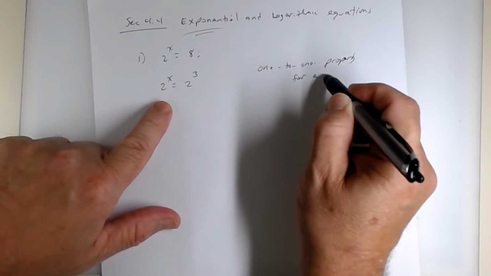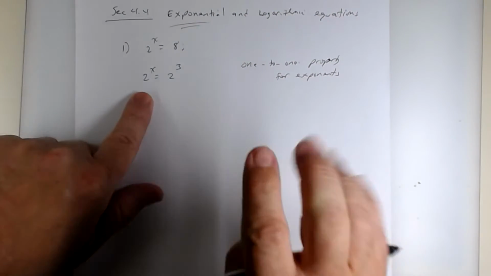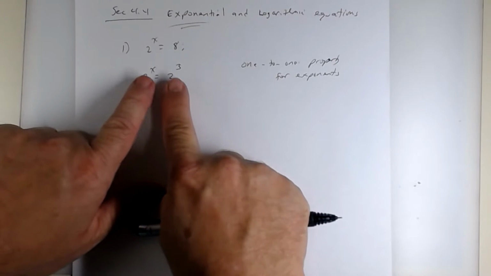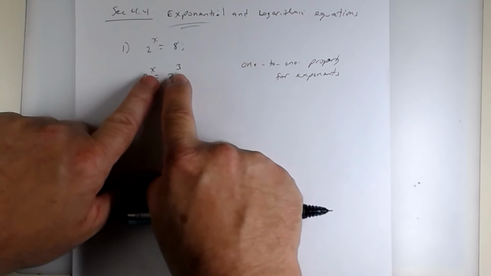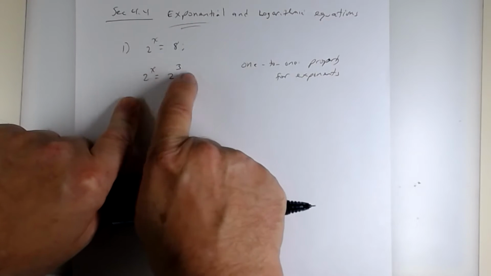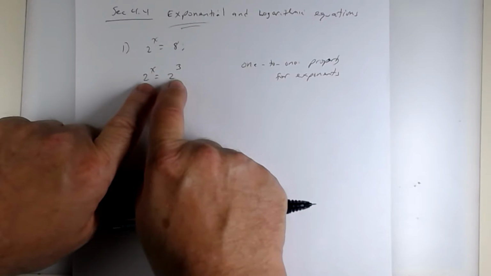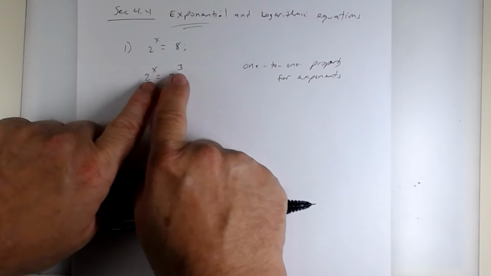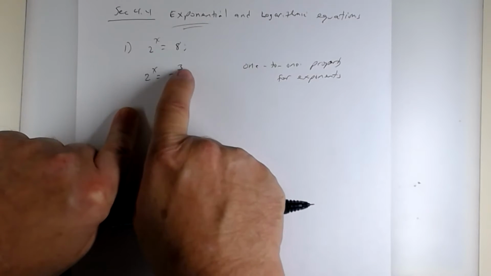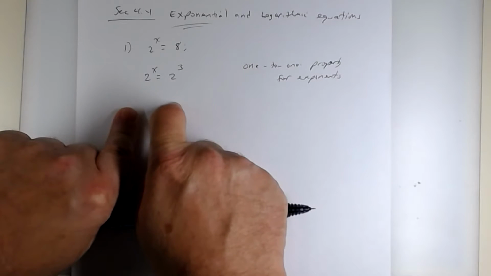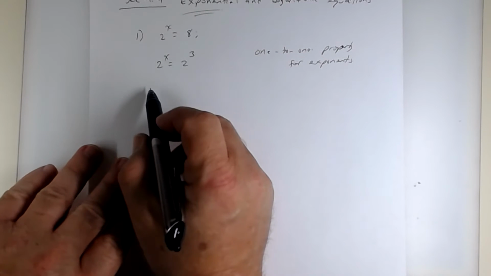For exponents. All right, so the one-to-one property for exponents. So basically, if you have an exponential equation and the bases are the same, then the exponents have to be equal. So this exponent has to equal this exponent. Okay? So if the bases are the same, then the exponents have to equal. So that's called the one-to-one property for exponents. So this x has to be this 3. Okay, so the one-to-one property for exponents. If the base is the same, the exponents have to equal.